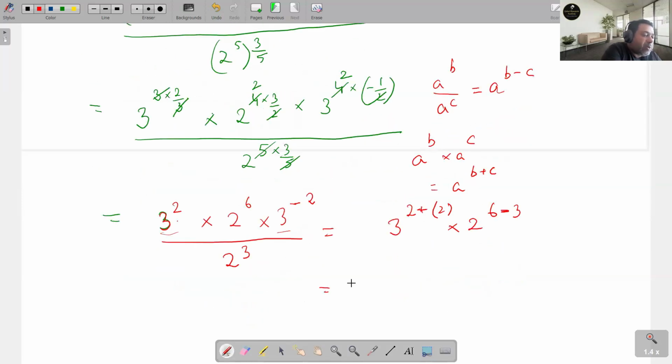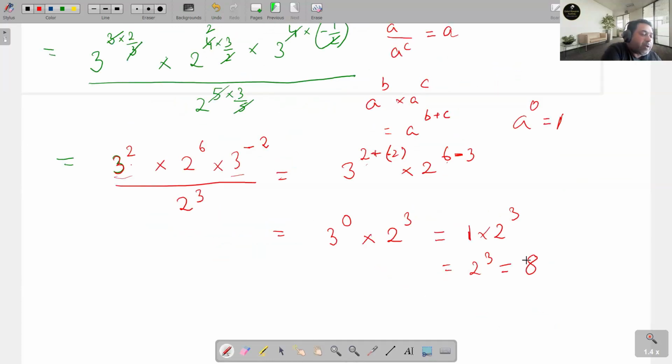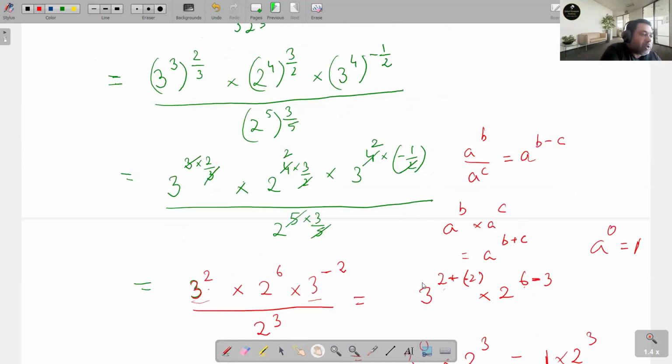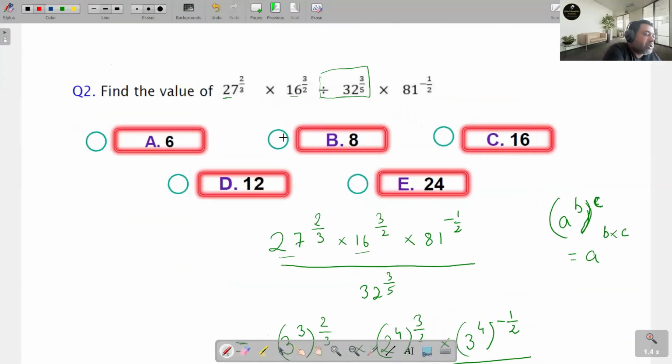And this will become 3 raised to the power 2 plus, sorry, minus 2, which is 3 raised to the power 0, into 2 raised to the power 6 minus 3, which is 3. Now, any number a raised to the power 0 is equal to 1, as long as a is not equal to 0. So here we'll get 1 into 2 raised to the power 3, and that will give us 8. So the correct answer in this question is option B, which is 8.